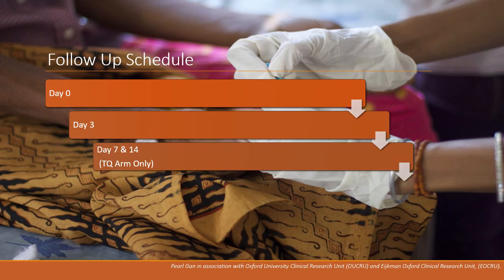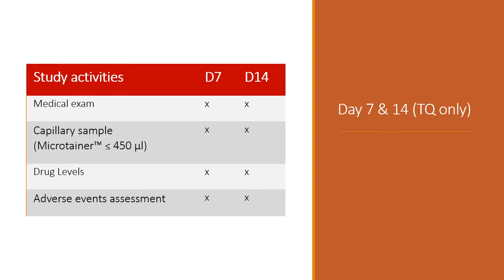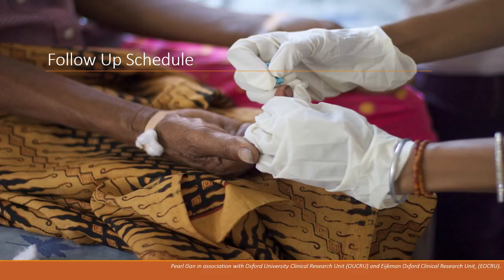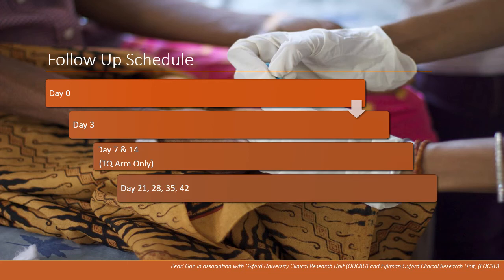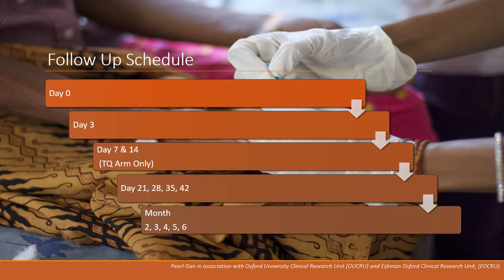We will now look at day 7 and day 14 for tafenoquine arm only. On these days, the participants receive a medical exam, a capillary sample is taken, and an adverse events assessment will be completed. Now we look at day 21, 28, 35, and 42, and month 2, 3, 4, 5, and 6, as these have similar follow-up procedures.